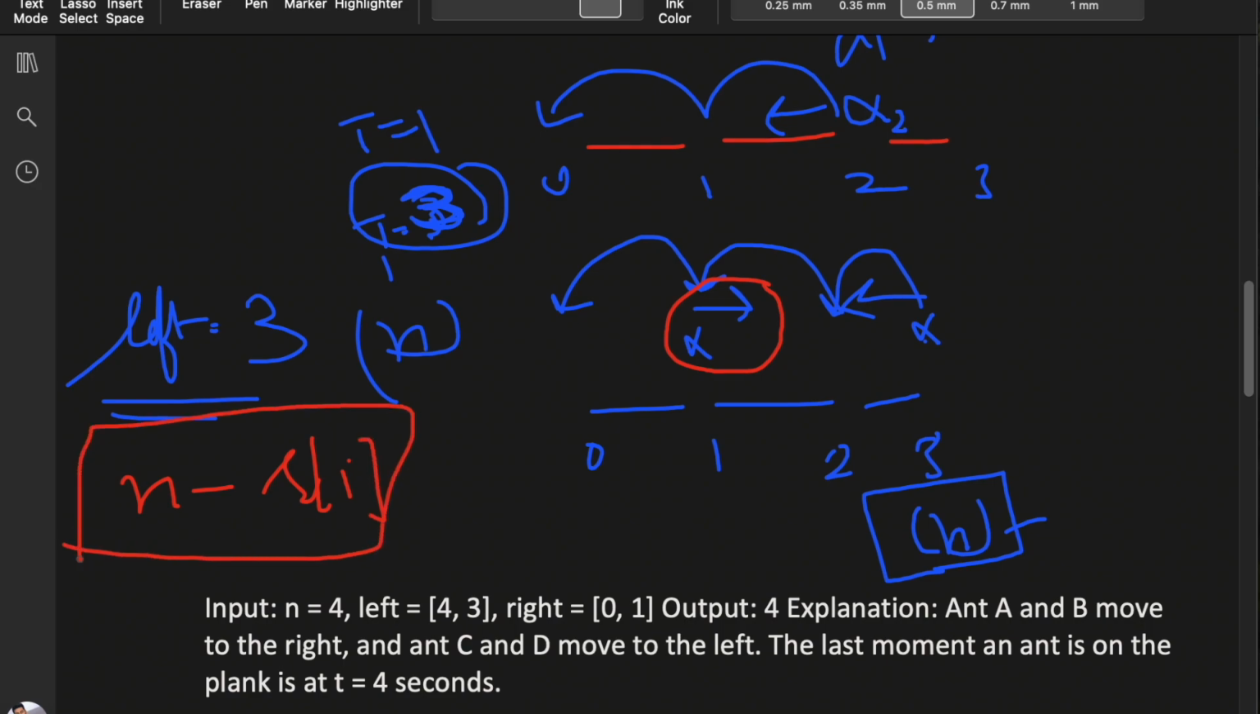So now what we have is the time for all the ants which are moving in the left or right direction when they are going to fall off the plank. So we can just directly find the maximum time for an ant to fall off the plank. That would be our answer. So let's write the code for that.